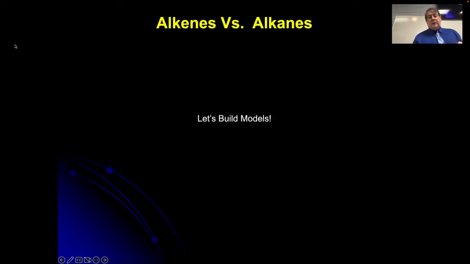Now, let's build some more models. Let's get into chapter 4. Chapter 4 is about alkenes and alkynes. In your model kits, if you have one, you should have a piece that looks like this, and you should have some gray pieces. If you look on the gray piece, it says sp2. So this is how you build an sp2 carbon.